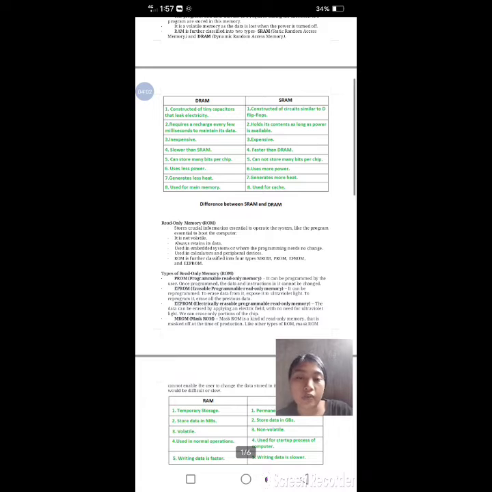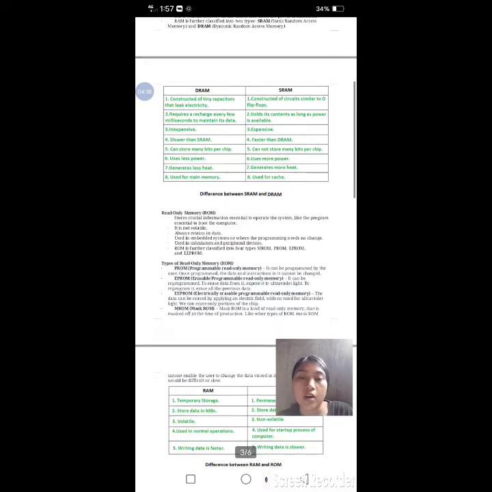Read-only memory, ROM, stores crucial information essential to operate the system, like the program essential to boot the computer. It is non-volatile and always retains its data. Used in embedded systems or where the programming needs no change. Used in calculators and peripheral devices. ROM is further classified into 4 types: MROM, PROM, EPROM, and EEPROM.